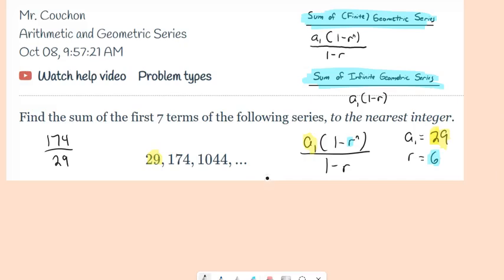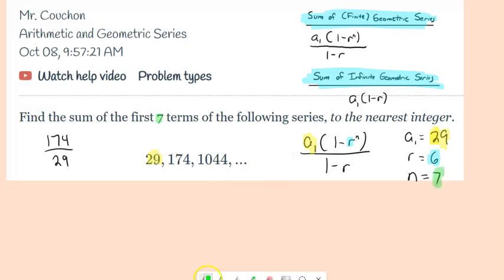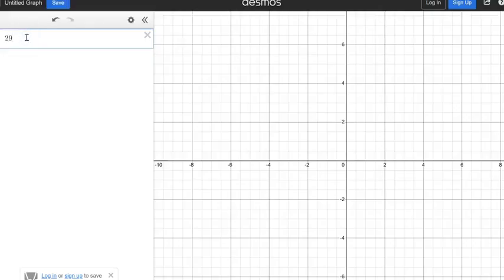And then lastly, we need the n. The n, they tell us, is 7 terms. Okay, that's told to us right there. So that's where we're getting that 7 from. Okay, now let's plug this in. We got 29 times 1 minus 6 to the power of 7 over 1 minus 6. Okay, this is definitely Desmos time. So we got 29 times 1 minus 6 to the power of 7, and we're going to put that all over 1 minus 6.